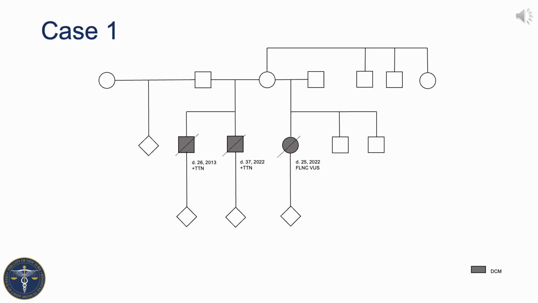There are many ways to think about this case. We all wish that the testing had been available in 2013, or that there was unlimited funding for retrospective testing of old cases, because perhaps the variant could have been identified sooner and could have been a point of intervention before the sudden, unexpected death of the young man in 2022.